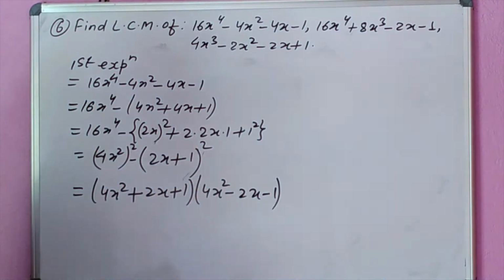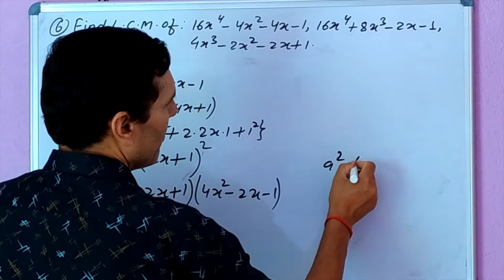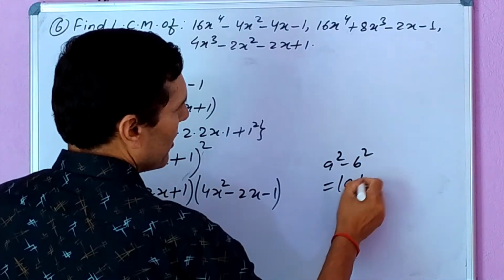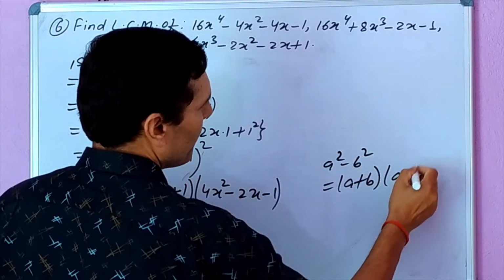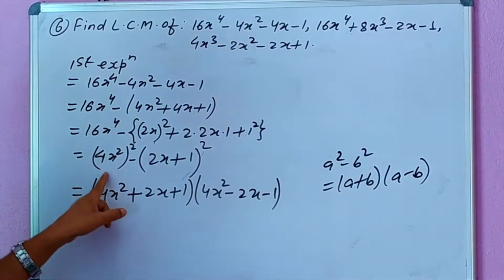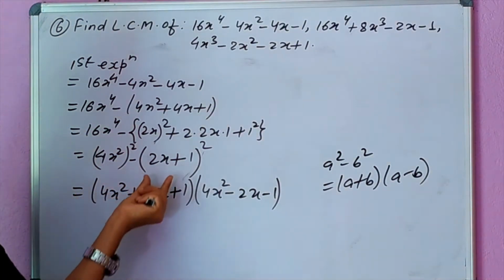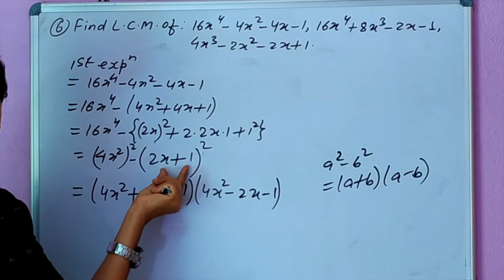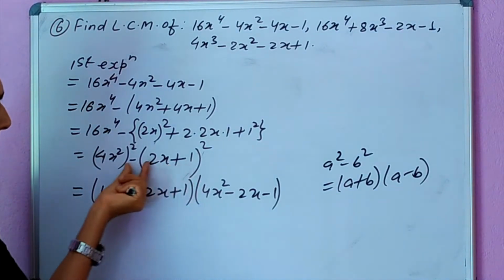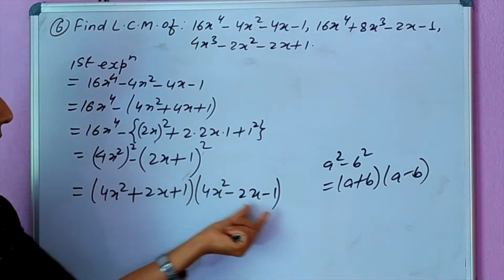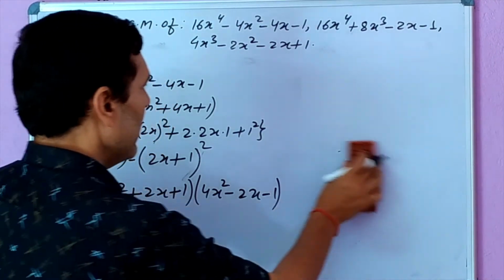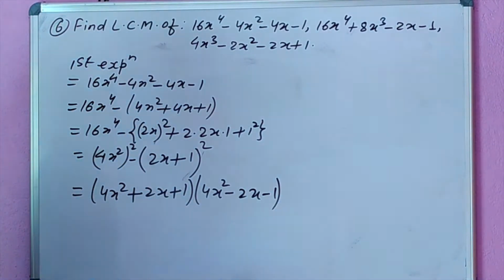And while writing a minus b, because a square minus b square is equal to a plus b times a minus b, a is 4x square and b is 2x plus 1. So while opening this bracket with this minus, it becomes minus 2x minus 1. So these are the factors of the first expression.